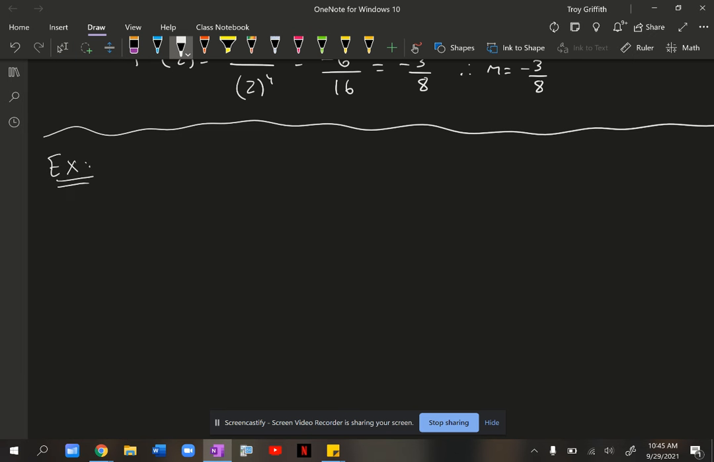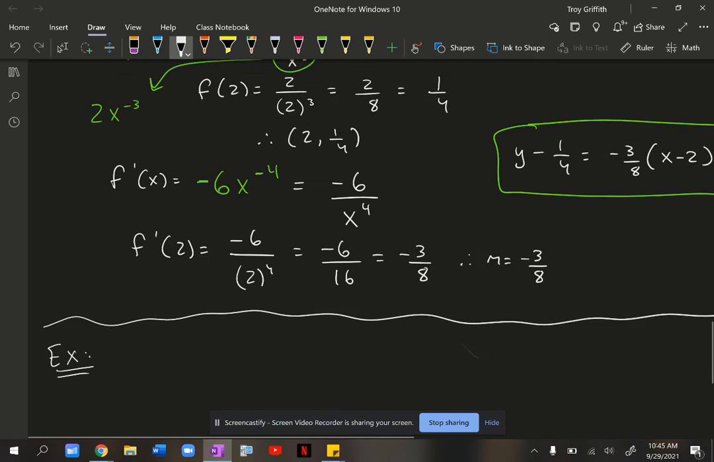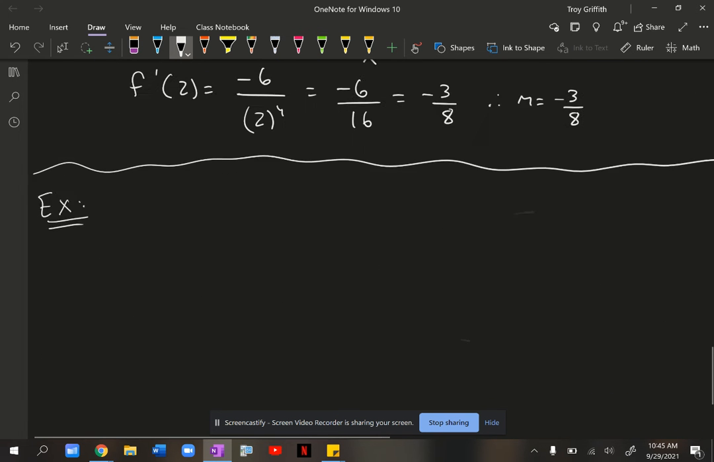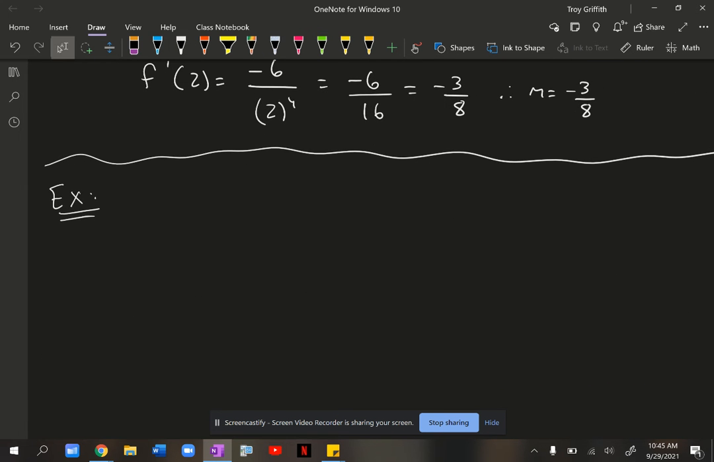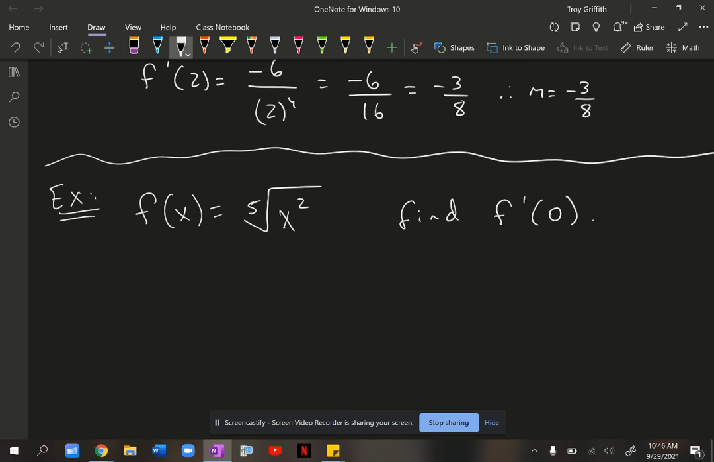So let's try another example. I just did one where I had a negative exponent. I'm going to try one now with a fractional exponent. And I'm also going to look at the graph here for this one. So let's say that we had f of x equals the fifth root of x squared. All right, and let's say that I told you to find f prime of 0.